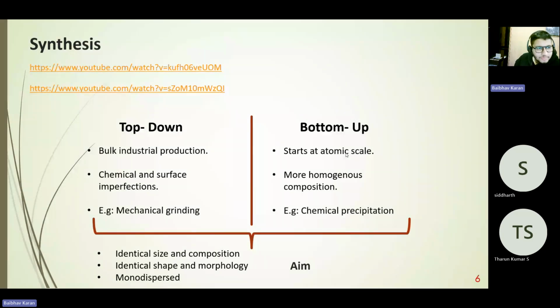So as we learned, there are two types of approaches. One is top-down, and the other one is bottom-up. The top-down approach is mostly used in industrial production because it's quite cheaper. Breaking material down from a higher size to a lower size is cheaper than handling materials at an atomic scale. It's quite difficult to handle those materials, but it's quite easier to handle the top-down approach. That's why all the industries focus on the top-down approach of nanoparticle synthesis.